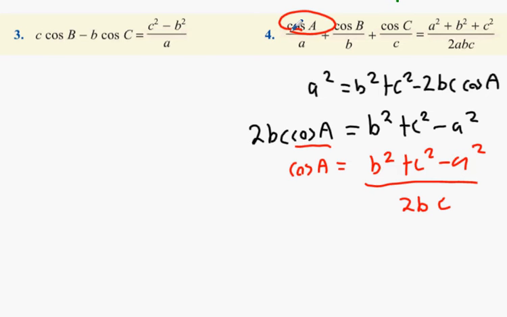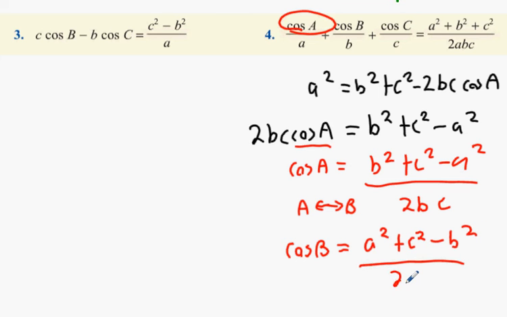Do you remember what I mean by interchanging? I'm going to change A into B. What does that mean then? If I turn A into B, any B's I see turn into A's, any A's I see turn into B's, all over 2AC.